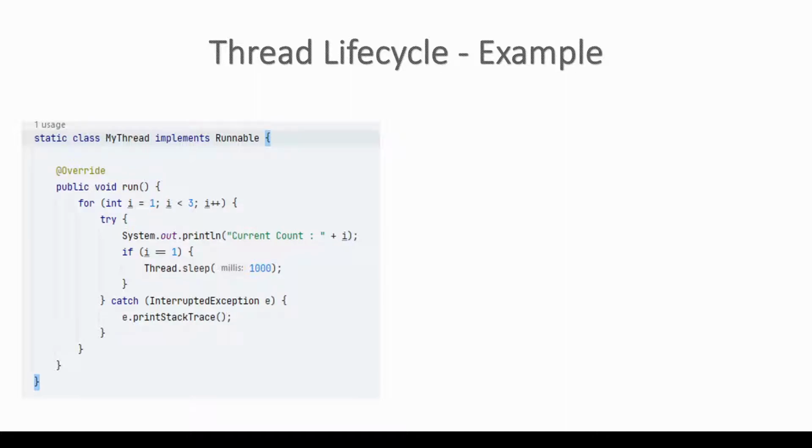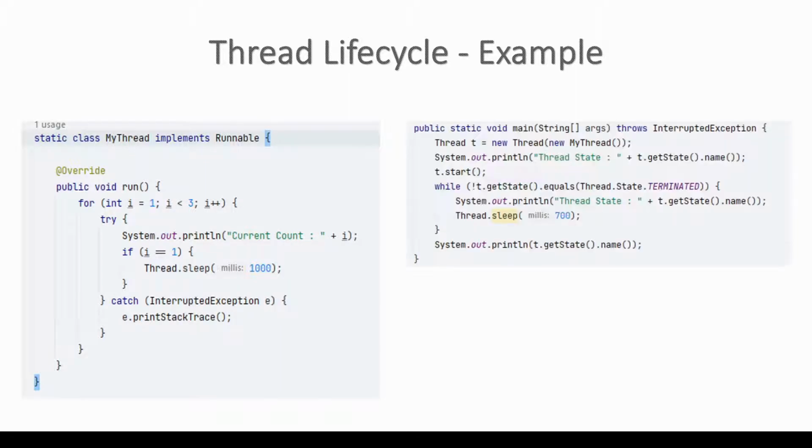Here you can see I have a static class MyThread which implements the Runnable interface. As we have seen in the previous video, any class which implements the Runnable interface has to implement one method, which is the run method. In this run method, we are looping from i equals 1 to 3 and printing the current count. But if i equals 1, the thread will wait for 1 second, that is 1000 milliseconds.